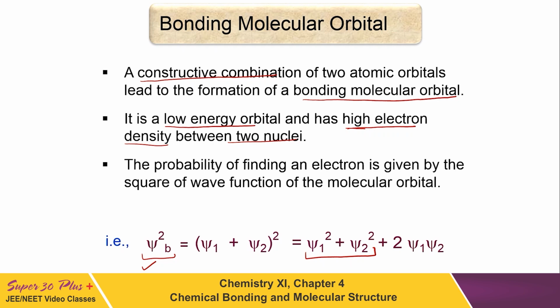Finally, I can conclude that the probability of finding an electron in BMO has 2 psi A psi B, or 2 psi 1 psi 2, more than the sum of the probability density of finding an electron in A and B. So in total, the probability of finding an electron in BMO is greater.